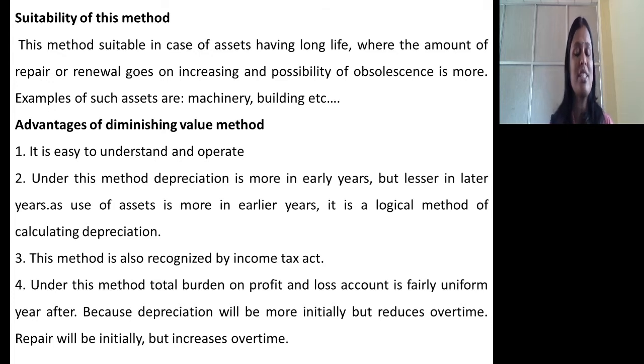What are the advantages of this method? Just like the original cost method, this is easy to understand and at the same time easy to operate. Under this method, depreciation is more in earlier years but lesser in later years, so it is a logical method.